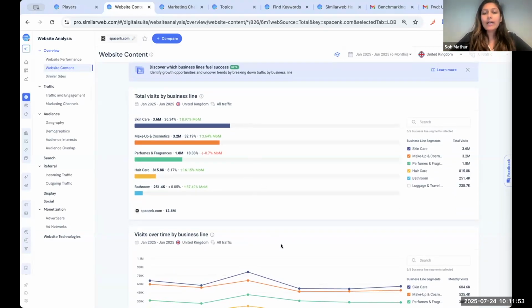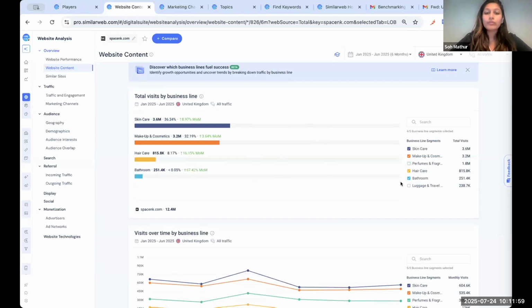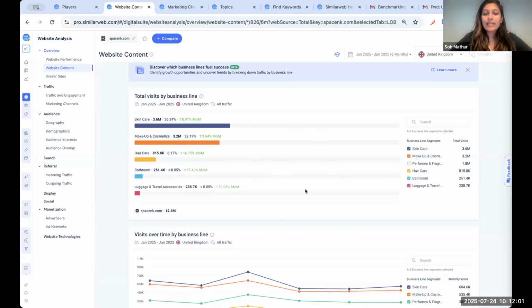But if you look at all of the different categories here, one category that we're missing out on, let's say we remove perfumes from the picture, is the luggage and travel accessories category. If you look at its growth just month over month, that is growing at about 72%. And this is just in the last 1 month or so.